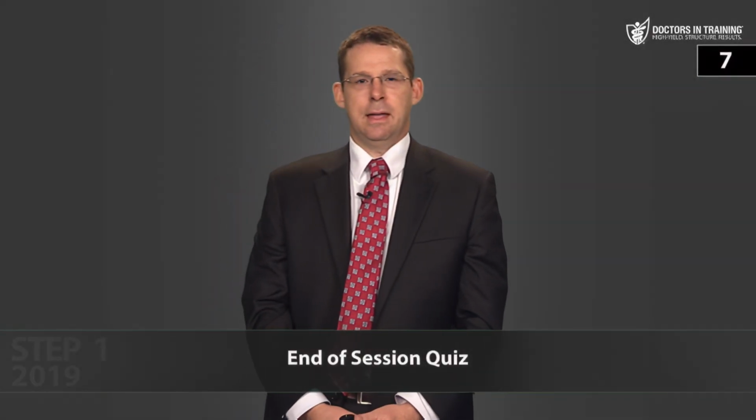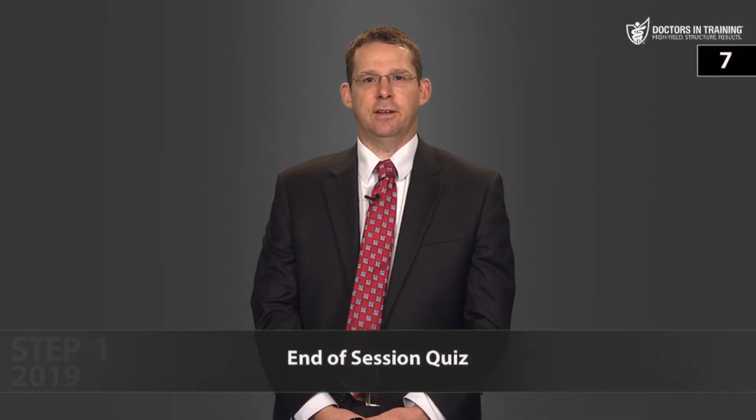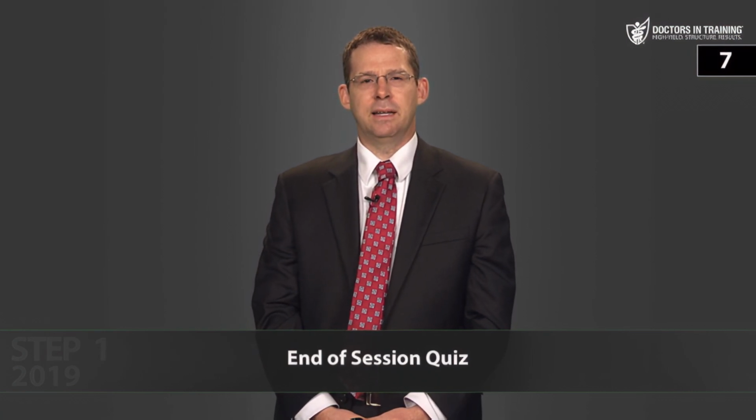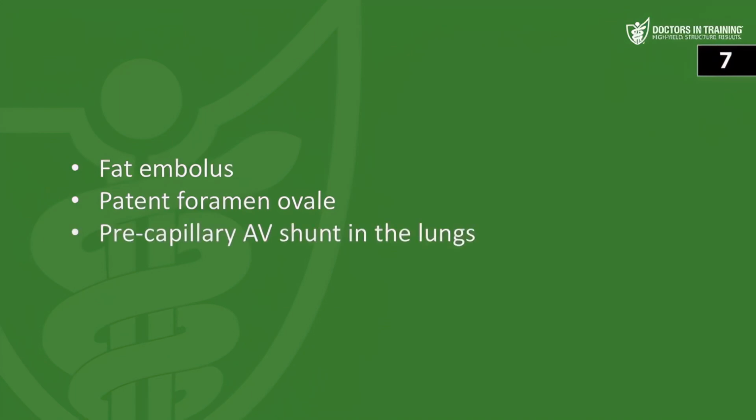Question number 1. A patient suffered a stroke after incurring multiple long bone fractures in a skiing accident. What caused the infarct? A fat embolus normally does not cross over into the arterial circulation, but can via a patent foramen ovale or an AV malformation in the lung.